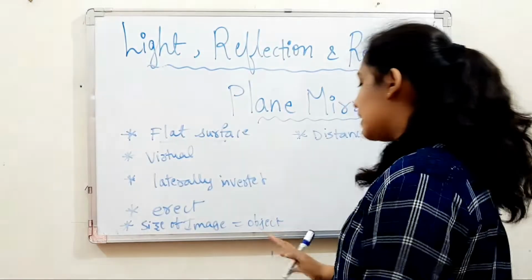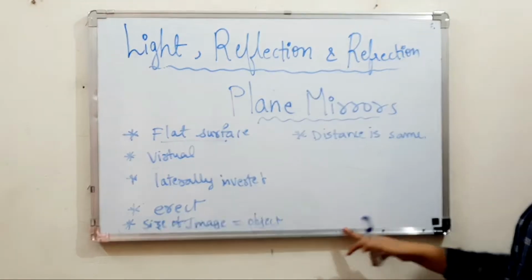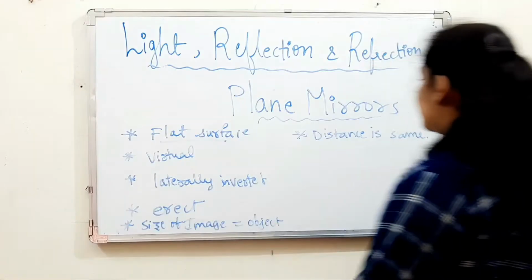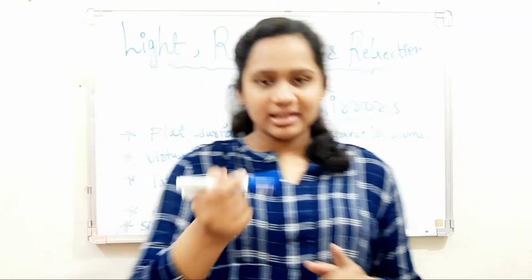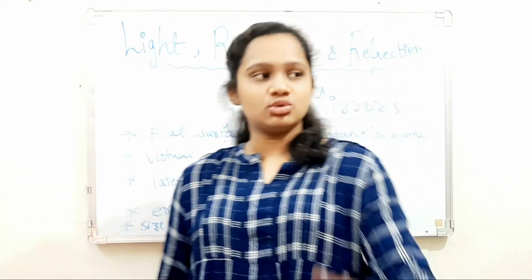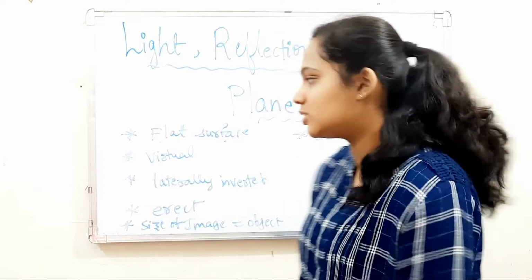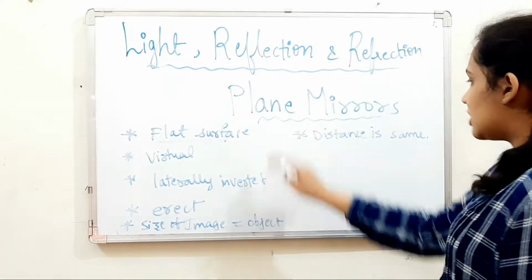So this is erect, and the size of image is always equal to the size of the object. ये distance is also the same. ये this is a daily life example यार, जो रोज आप उठ के देखते हो आपकी सुंदर सी कोमल सी फेस को. So this is about plane mirror.